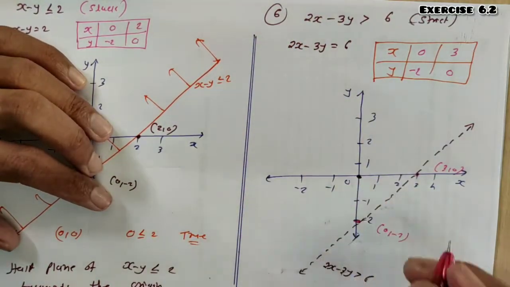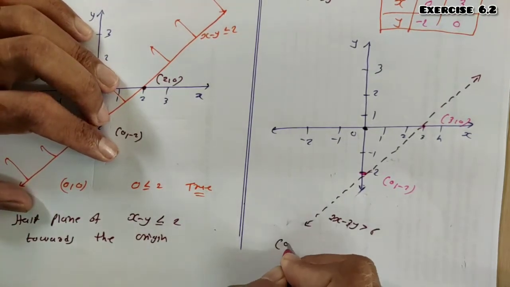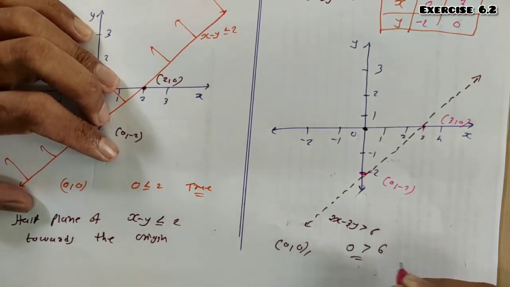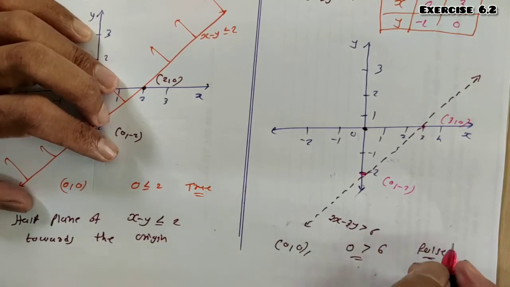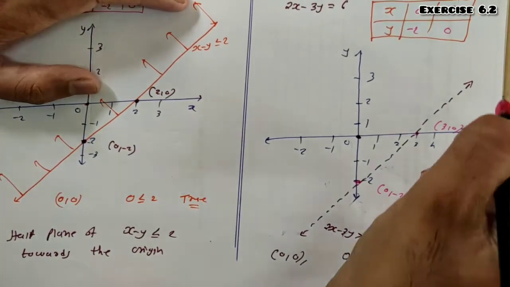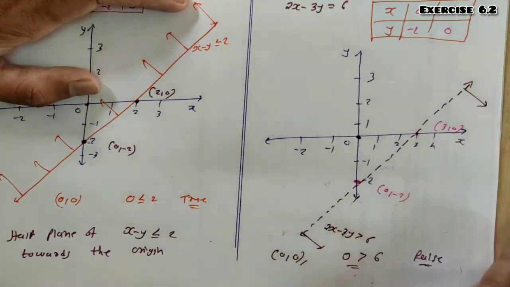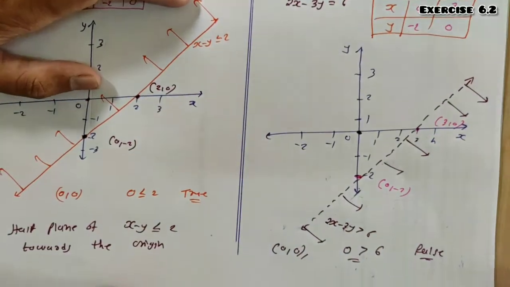So we will check for this origin 0, 0, whether this 0, 0 lies in our solution or not. So for 0, 0, we can say 0 greater than 6. So can we say 0 greater than 6? That is a false statement. So for a false statement, what you have to do? You have to consider the half plane away from the origin. So this is away from the origin, towards this side. So the half plane away from the origin is the solution.